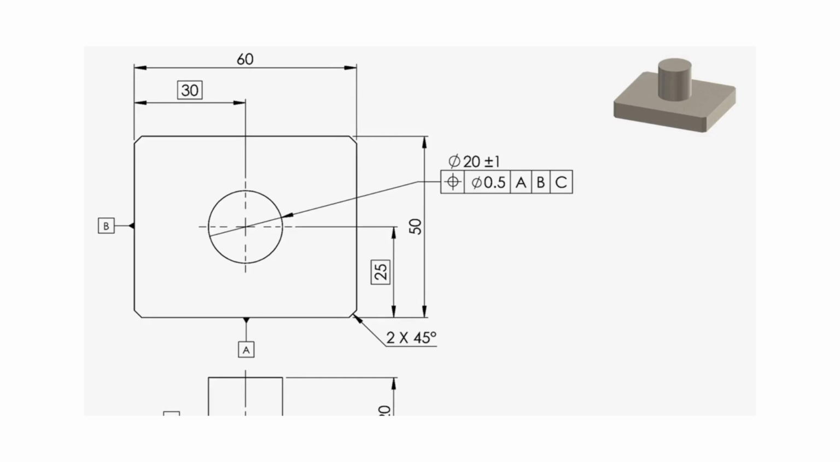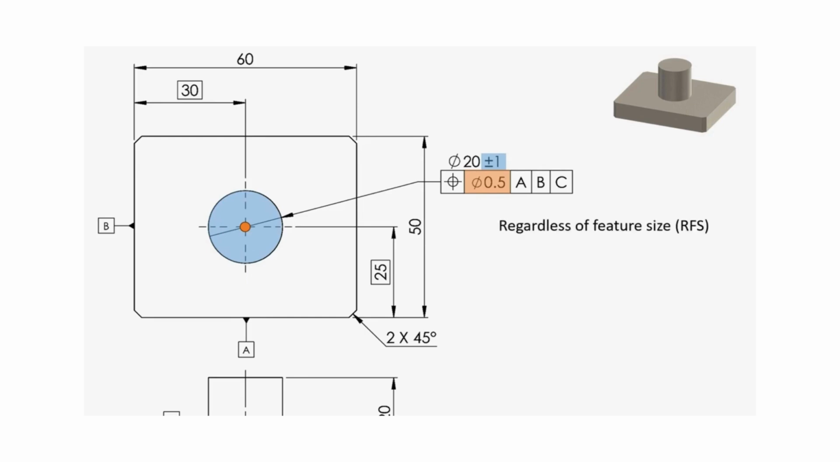So when there is no modifier applied in the GD&T control frame, then there will be no relation between these two tolerances. The position tolerance 0.5 mm and the size tolerance plus minus 1 mm will be treated independently, meaning the position deviation is regardless of the size deviation. And this is why this condition is called regardless of feature size, RFS.